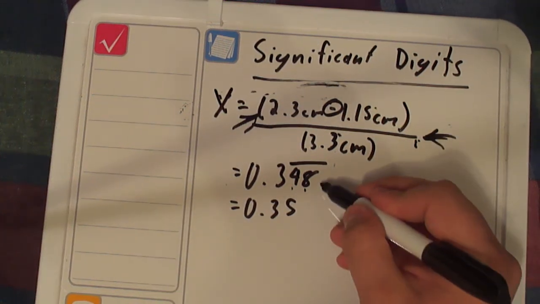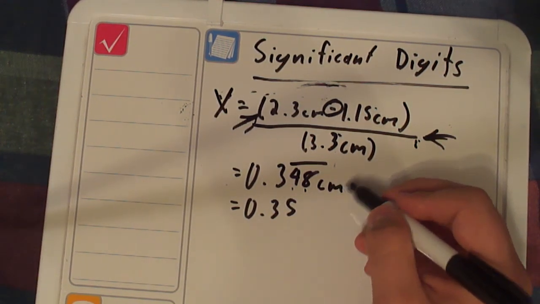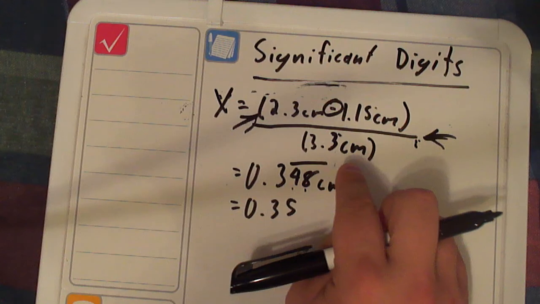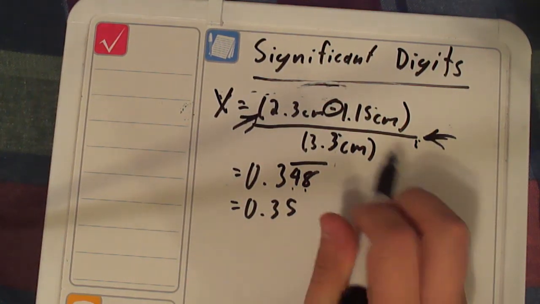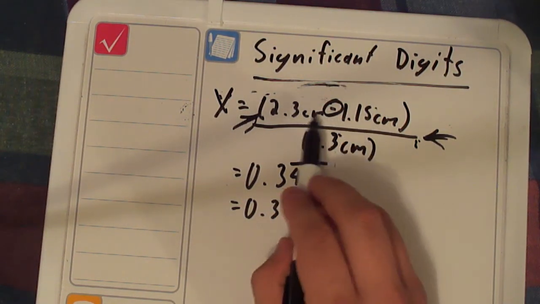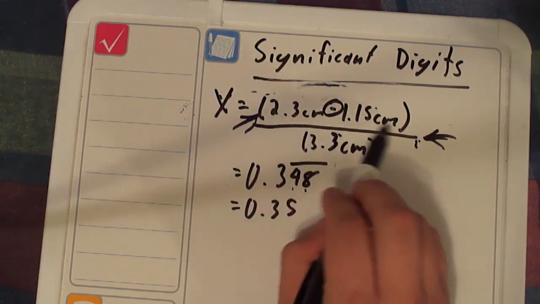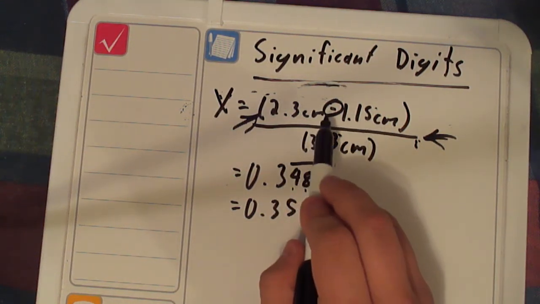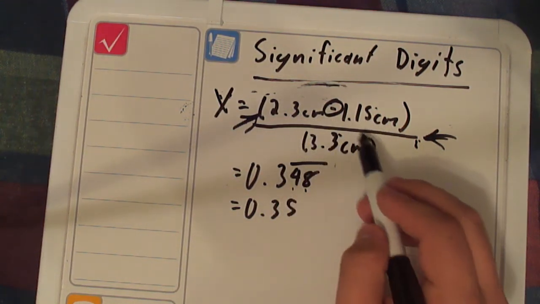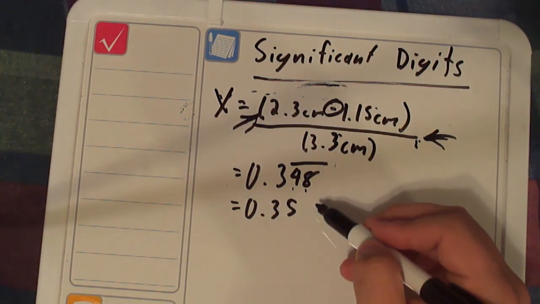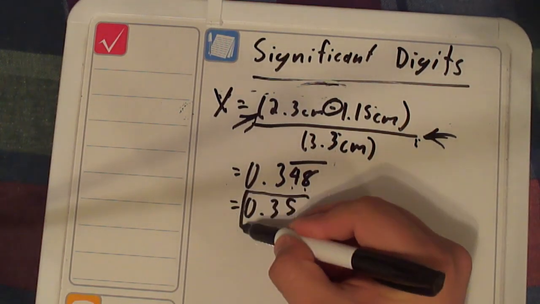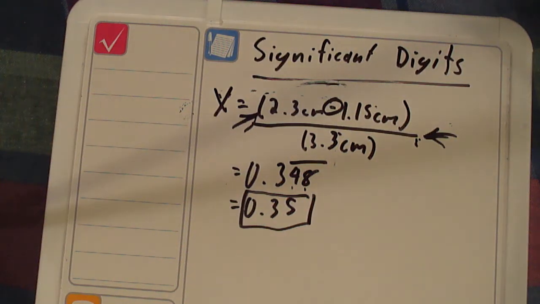There we go. Oh, and the units are nothing. Because since this is subtracting, it's not going to do anything to the units. Units are the same. Then you have centimeters divided by centimeters, which means you're just left with nothing. So there we go. 0.35 is your final answer.